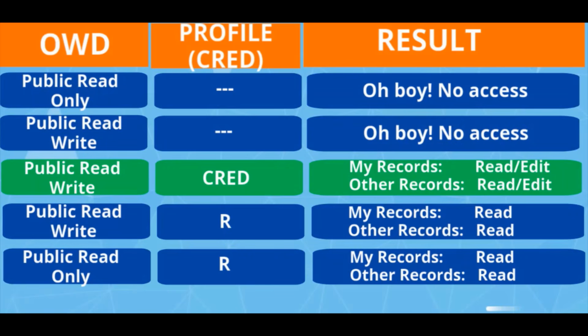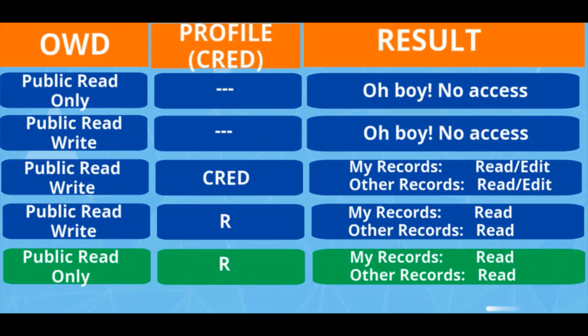And in the profile we have given all CRED, which means we'll have access to all our records with read and edit action as well. So in the result it will be my records read and edit, other records read and edit. Simple. And coming to the next scenario, OWD says public read write and the profile says just read. That is the reason the result says for my records we can only read. Even though OWD has given public read write, the profile has to approve there should be an edit. Until the profile also gives edit access, users cannot edit the records which are owned by others. This is what I was telling. The profile should also give the permission which OWD has given, else it will not work.